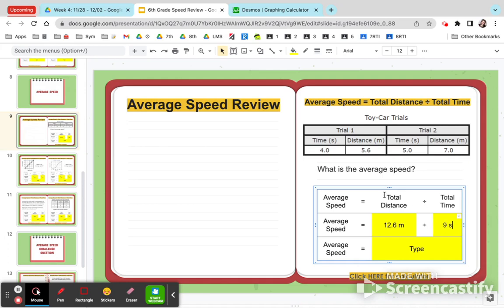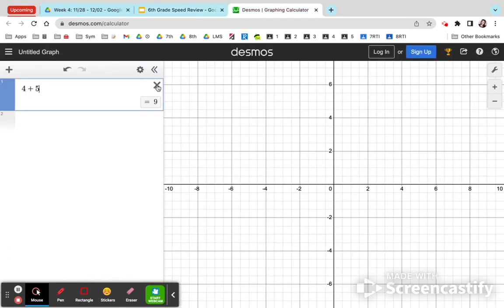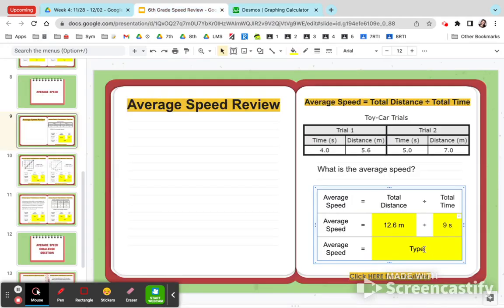So now that I've gotten my total distance, which is just adding all of the distances together, and I've gotten my total time, which is just adding all my times together, I'm going to take these two numbers and I'm going to divide. So I'm going to take 12.6, because distance goes first, and divide by 9, and I get 1.4. So my answer is 1.4 meters per second.